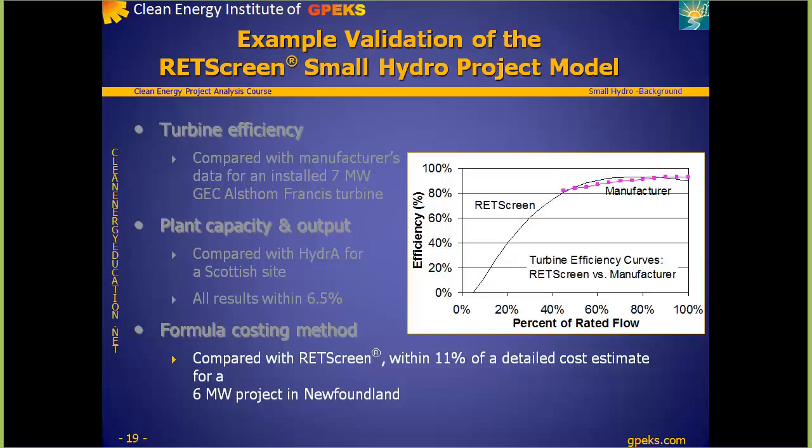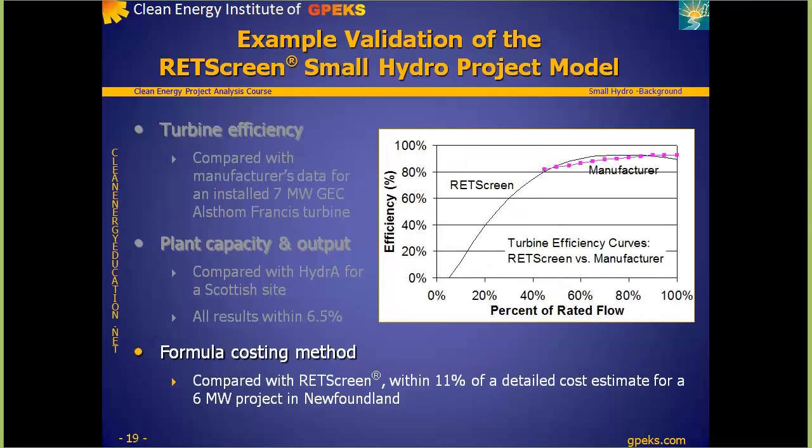While the estimates for individual items differed quite significantly, the overall estimate of costs made by the formula method was only 11% larger than the detailed cost accounting. This level of accuracy is adequate for pre-feasibility purposes.